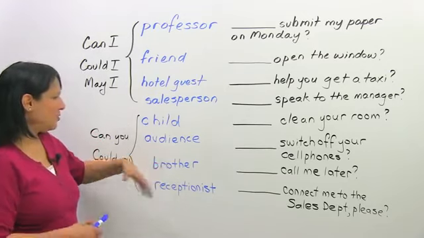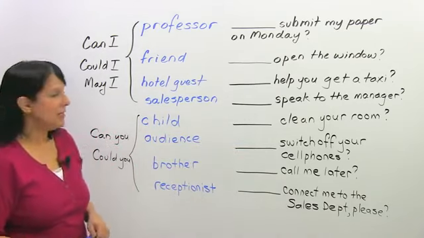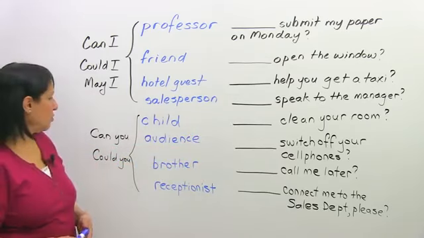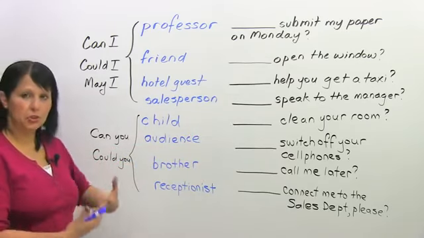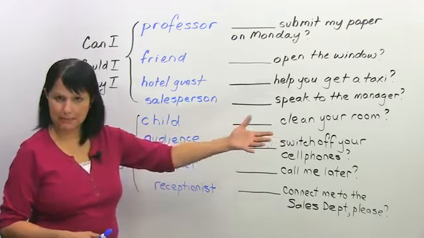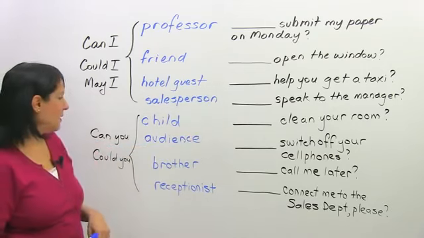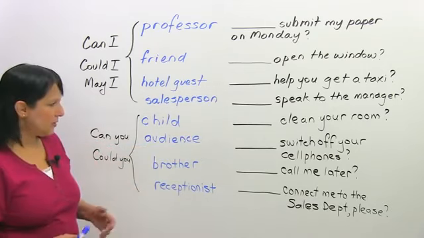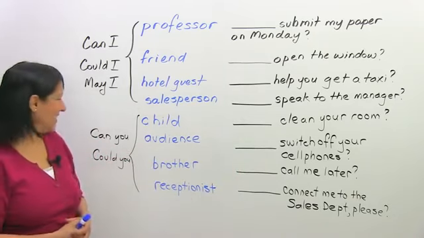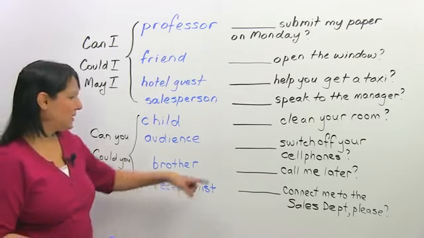Next, let's say you're speaking to an audience and you want them to switch off their cell phones, right? So blank, switch off your cell phones. So here you would say, could you? Again, it's more formal. Could you switch off your cell phones, please? All right, there would be a good place to put the please in. All right, you're talking to your brother. Blank, call me later. So what would you say? Can you, right? Informal relationship, you know him. Can you call me later?